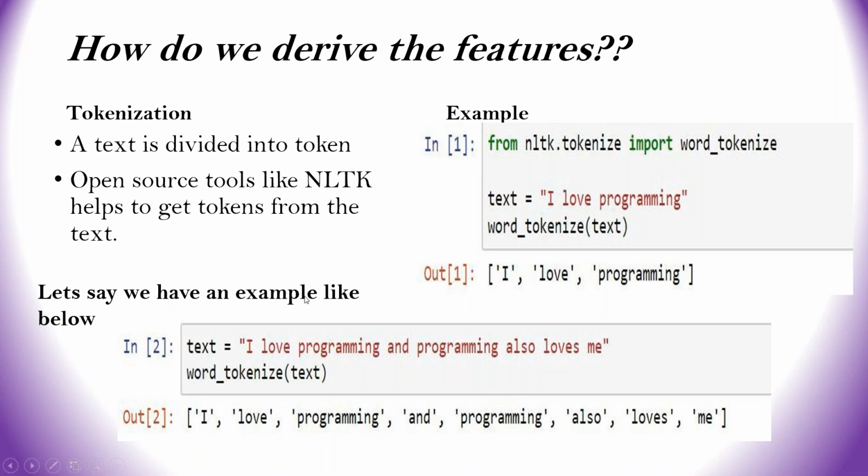Let's say we have an example done here. Maybe the example goes like this: I love programming and programming also loves me. The word tokenize of the given text is shown. So individual words are all extracted out of this, which is called tokenization.